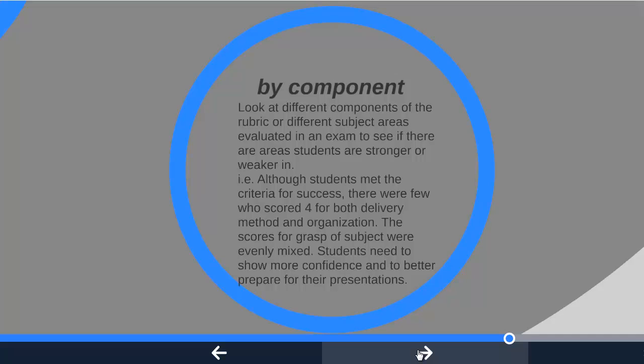If you're looking at a rubric, you might have this: although students met the criteria for success, there were few who scored 4 for both delivery method and organization. The scores for grasp of subject were evenly mixed. Students need to show more confidence and be better prepared for their presentations.